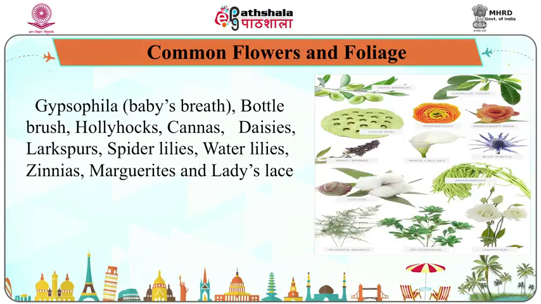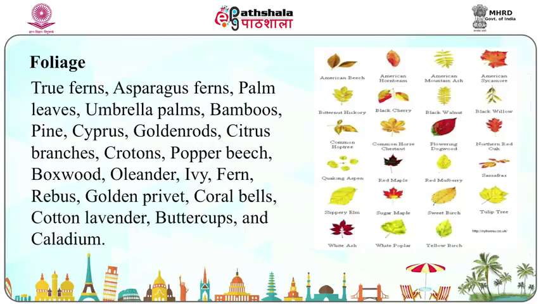lace. Some common examples of foliage are true ferns, asparagus ferns, palm leaves, umbrella palms, bamboos, pine, cypress, goldenrods, citrus branches, crotons, copper beech, boxwood, oleander, ivy, fern, privet, golden privet, coral bells, cotton lavender, buttercups and caladium.